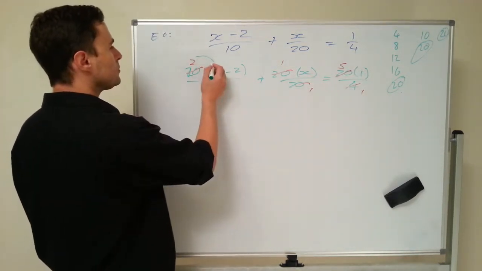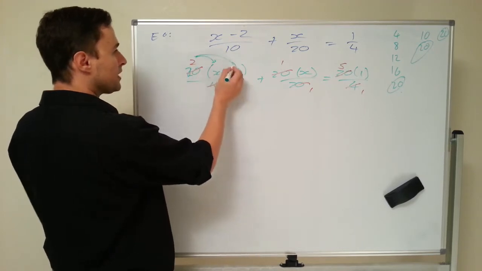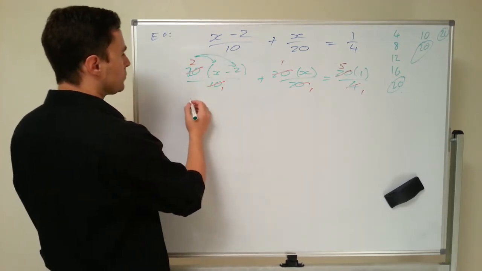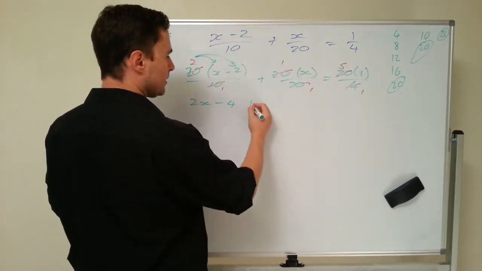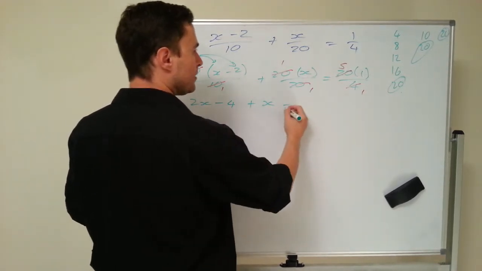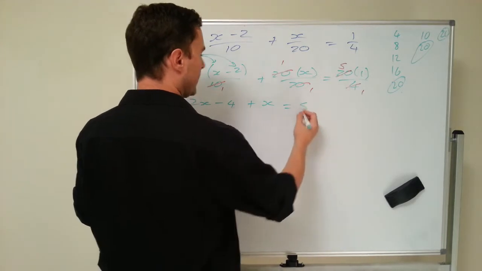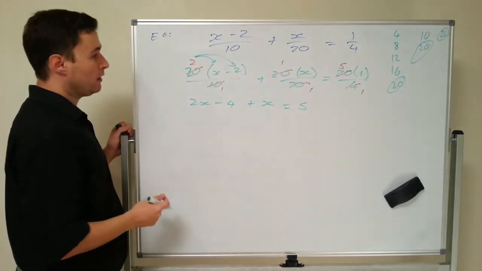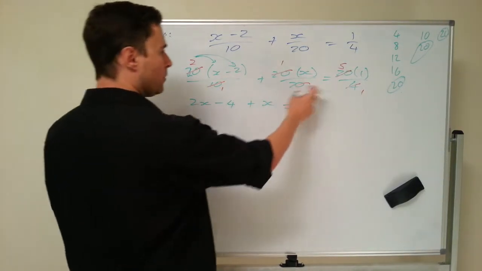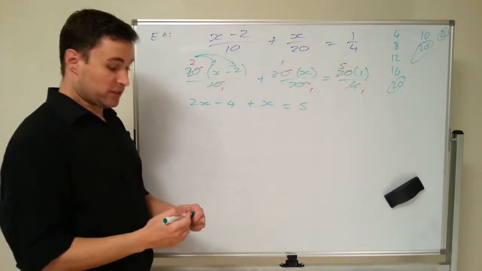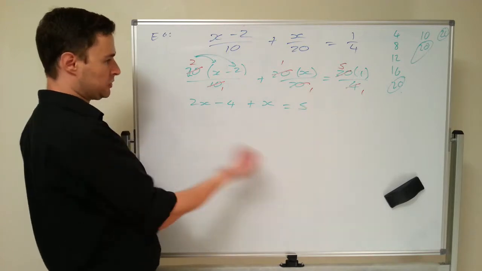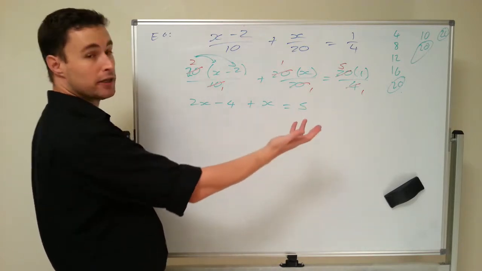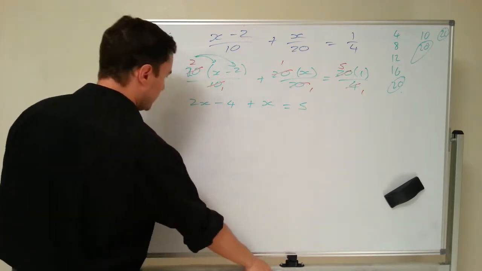I've got 2 times x and 2 times negative 2, so I've got 2x minus 4. 1 times x plus x equals 5 times 1, which is 5. You're with me? Over 1, I don't have to write divide by 1, because anything divided by 1 is itself. Now I've got rid of all fractions and it's turned into this lovely linear equation.